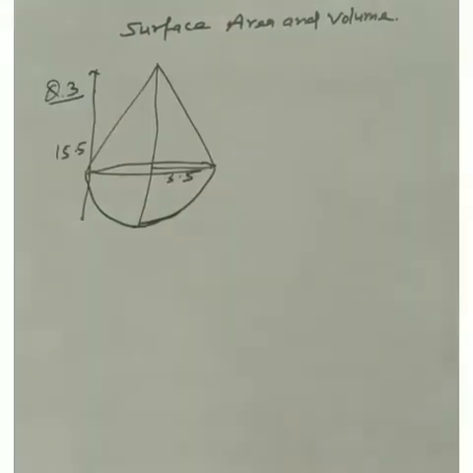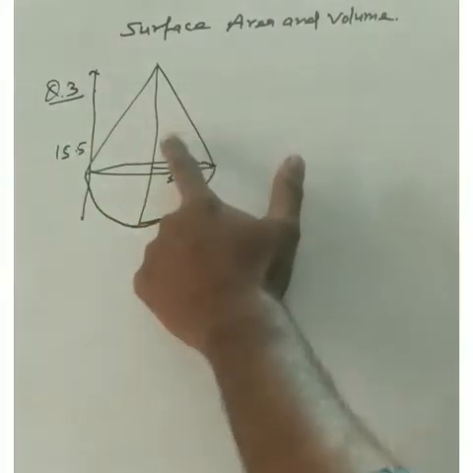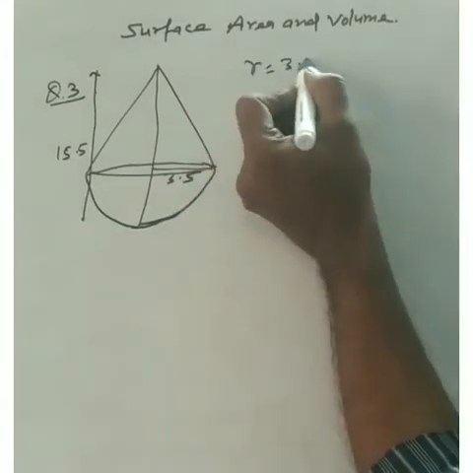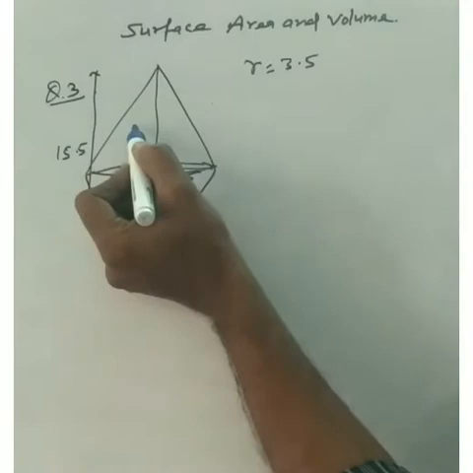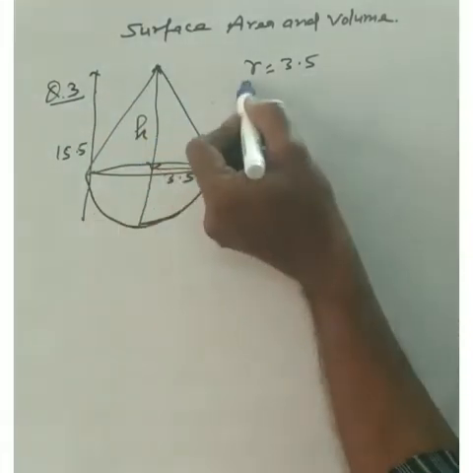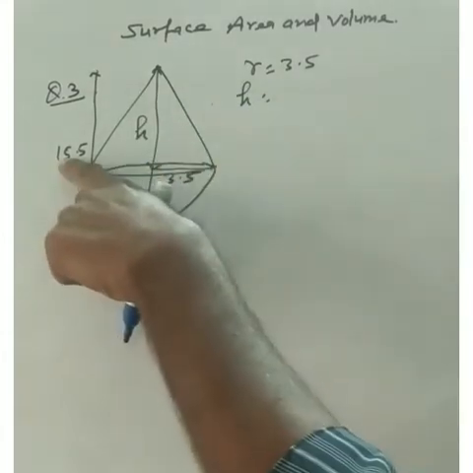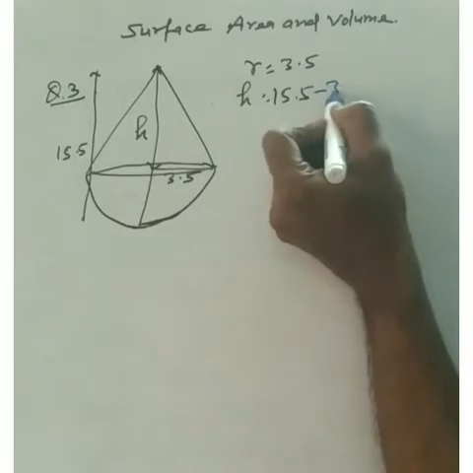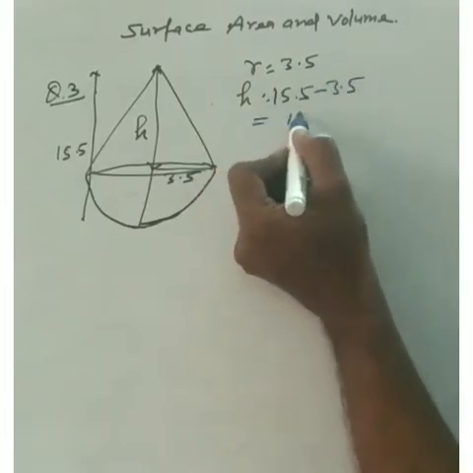Here it is given a toy is in the form of a cone of radius 3.5 and mounted on a hemisphere of the same radius. Total height is 15.5. We have to find out the surface area of this toy. Radius is given 3.5. Height of cone means from here to here. h equal to this 15.5 minus 3.5, which will be equal to 12.